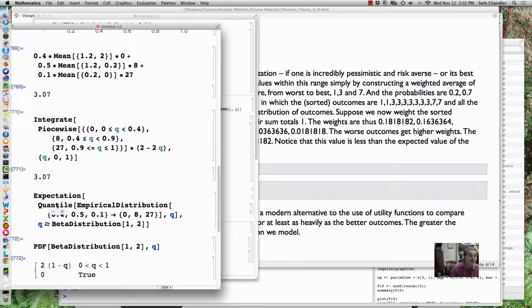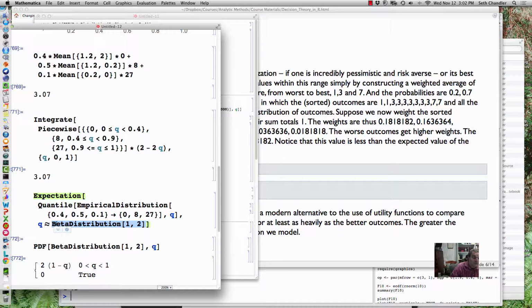Okay? And so what I now have is, let's look at this expression again. Look, this is my outcome distribution. This is what outcomes I might get with the associated probabilities. This is a distribution function whose PDF represents the weights I attach to that.